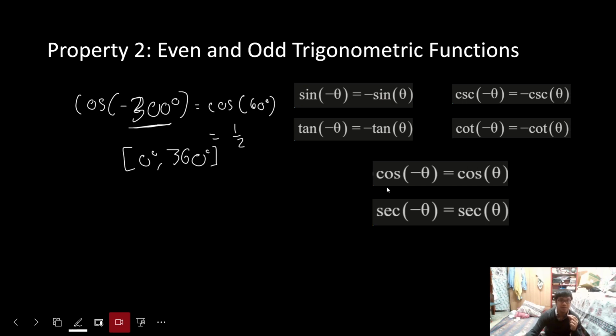Or you can again do this instead. Okay, we have a negative angle inside of the cosine function. What we can do is just have cosine of the positive version of this angle. So we have cosine of 300 degrees. So what is cosine of 300 degrees? So this is also 1/2. See? See, guys? So this is just another method that you can apply in terms of finding the value of a trigonometric function.